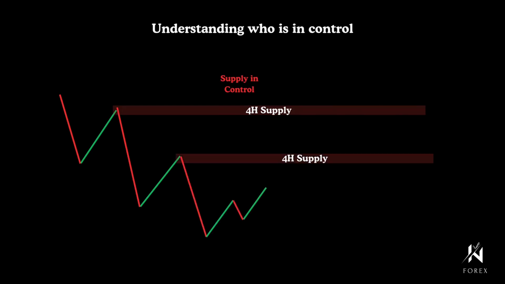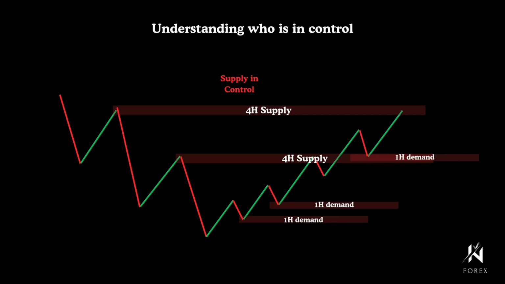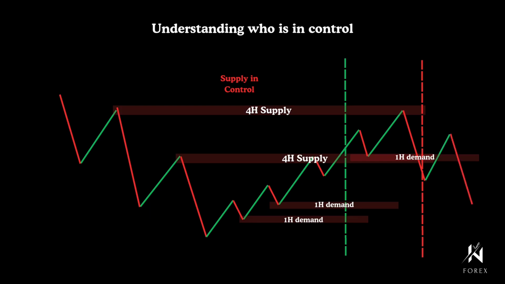Take this case. Imagine we're analyzing a 4-hour structure, and it's clear the market is in a downtrend, meaning supply is dominant. Even though there's a short-term uptrend, the bias stays bearish as long as price remains below the 4-hour supply zone. However, if that major 4-hour supply zone is broken, it signals that demand has taken control. From there, as long as price holds above the main demand zones, the bias turns bullish. But if the demand zone breaks to the downside, it confirms the uptrend is over and supply has regained control.